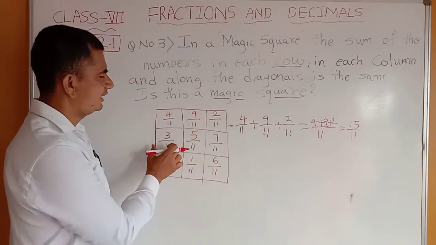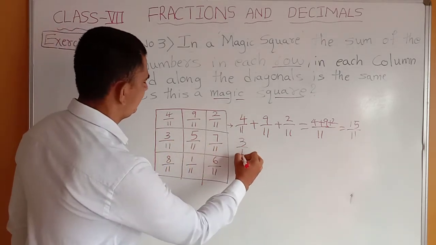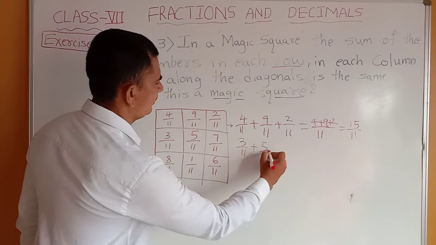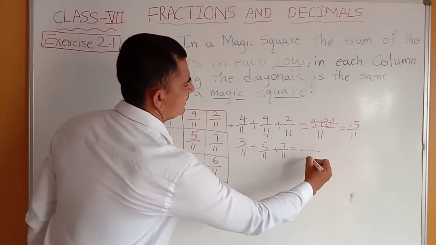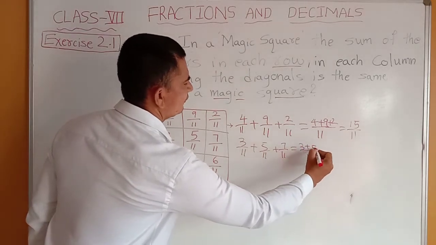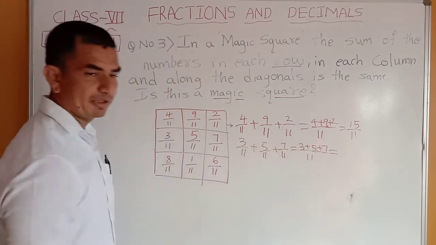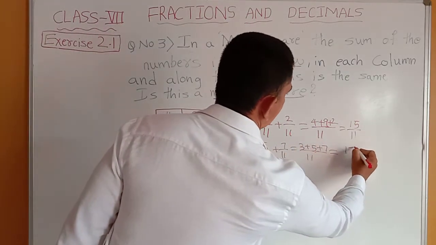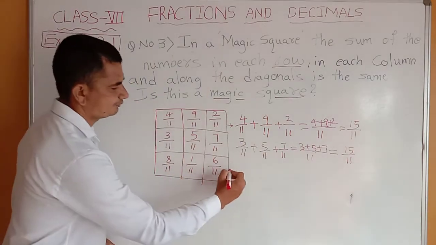So we have to check the next row also. 3 by 11 plus 5 by 11 plus 7 by 11. Again the denominator is common, so we have to add the numerators. 3 plus 5 plus 7. 3 plus 5, 8, 8 plus 7, 15. 15 by 11. Now the next row.